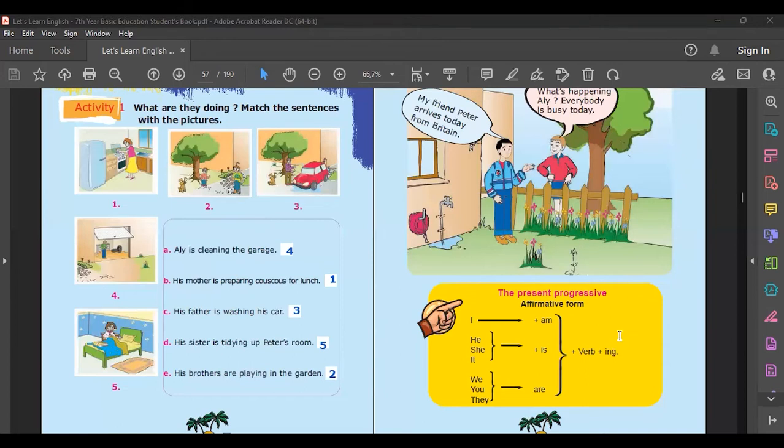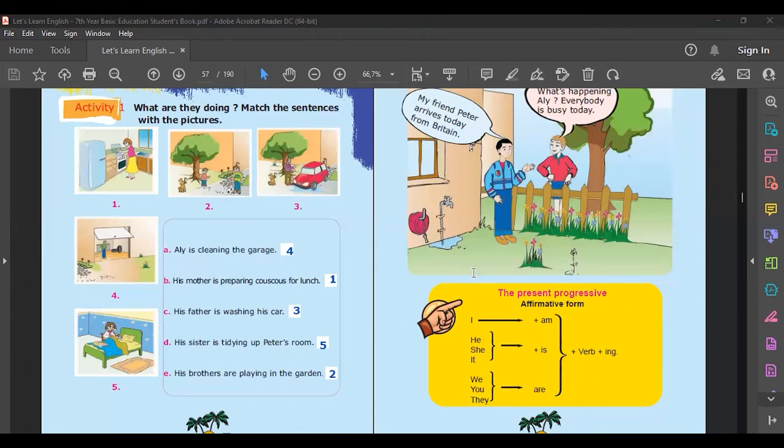With the present progressive, we talk about something that is happening right now, meaning not before and not after, just now. We use it to talk about an action or event happening at this moment while I am speaking. So what's the rule? I plus am; he, she, it plus is; we, you, they plus are; plus verb plus ing.